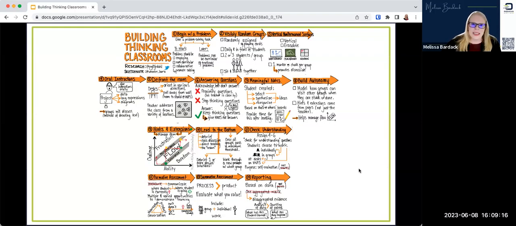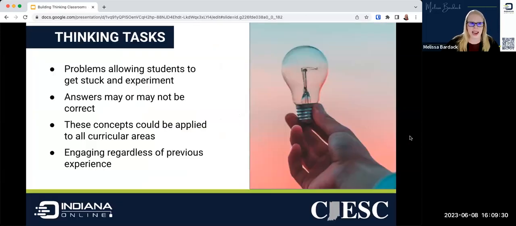So Laura Wheeler has this amazing sketch note from Building Thinking Classrooms that really outlines all of the 14 variables and gives a little bit more information in the Cliff Notes version. And we're going to dive into these first, starting with thinking tasks. Peter says in his book that thinking tasks are problems allowing students to get stuck and hit that "what do I do next" moment throughout the book.